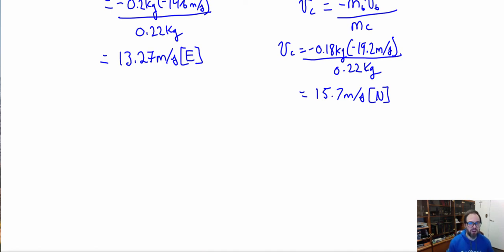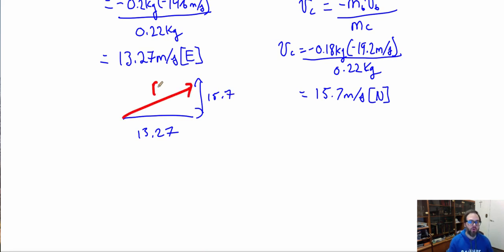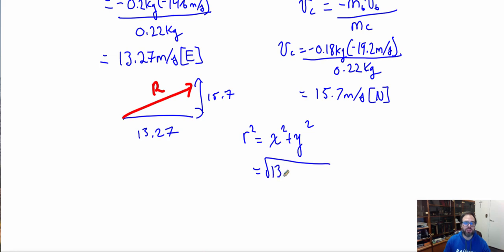But first we need to draw a diagram to help us understand what's happening. So we first go east at 13.27. Then we end up going north at 15.7. We want to find the resultant, which will be over here. So then I'm going to use the Pythagorean theorem to try and solve for my resultant r. So we know that r squared is equal to x squared plus y squared. I'm going to simplify this, so then I end up getting the square root of 13.27 squared, which is my x, plus 15.7 squared, which will give me a total of 20.6 meters per second.